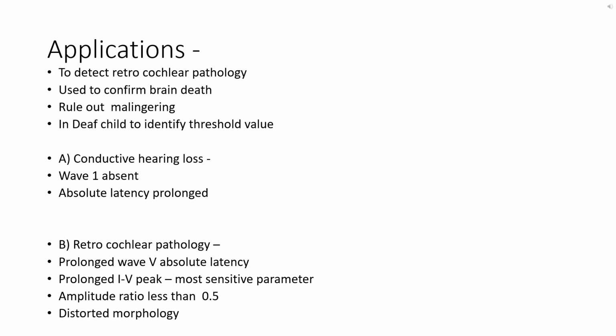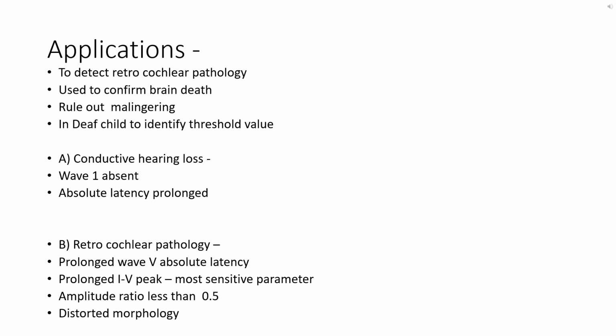Now, coming to the characteristic points in various kinds of hearing loss. If a patient has a conductive type of hearing loss, what changes will we see in the BERA? In conductive hearing loss, wave 1 will be absent, and there will be prolongation of the absolute latency of each wave.